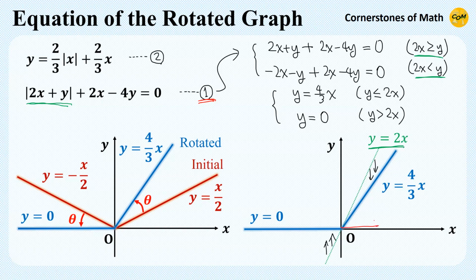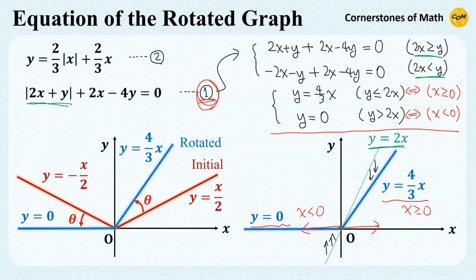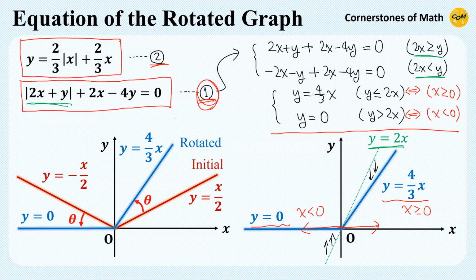Here you can notice that the domain of each part coincides with x greater than or equal to 0 and x less than 0 respectively. That is, using equation 1, we can indeed end up with the same graph as in equation 2. Two equations indeed give us the same graph.